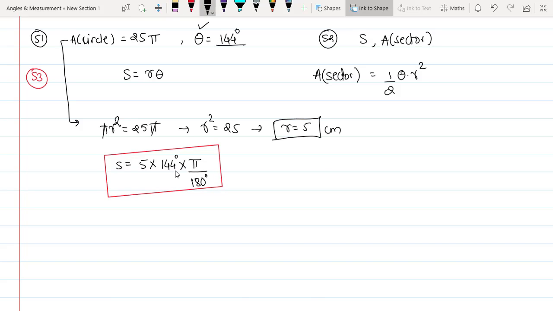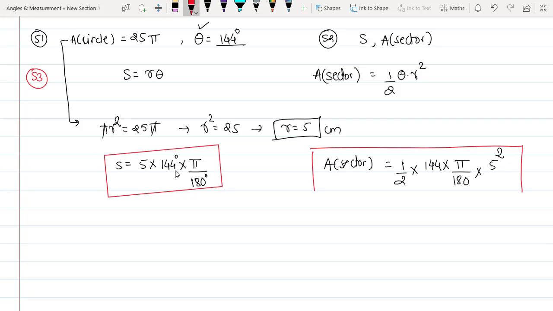Next, the area of the sector. It is equal to 1/2 theta r square. Theta is 144 into pi by 180, into r square, which is 5 square. Please solve this. I hope you will all solve this. Do the simplification.